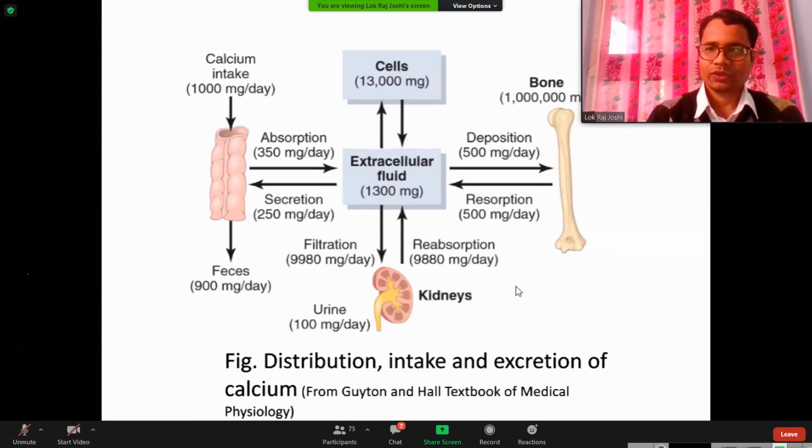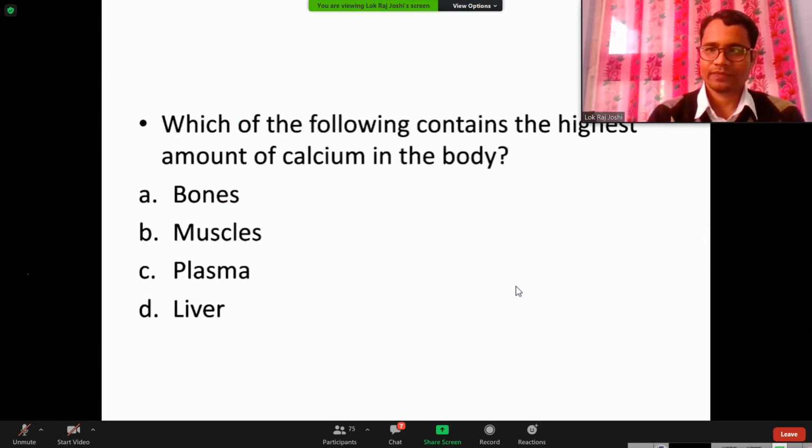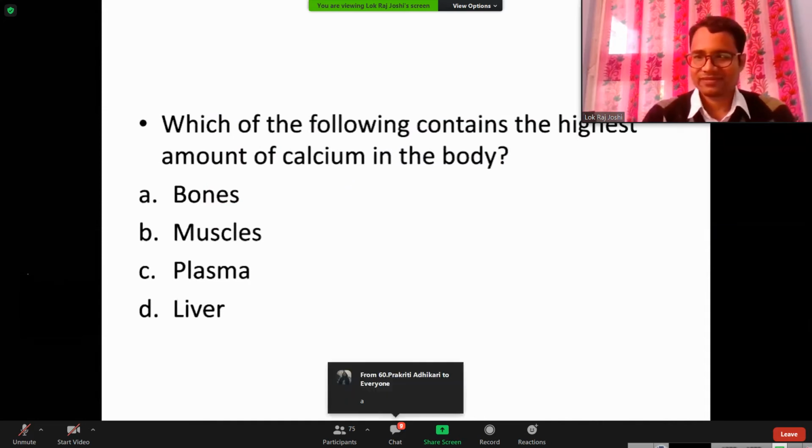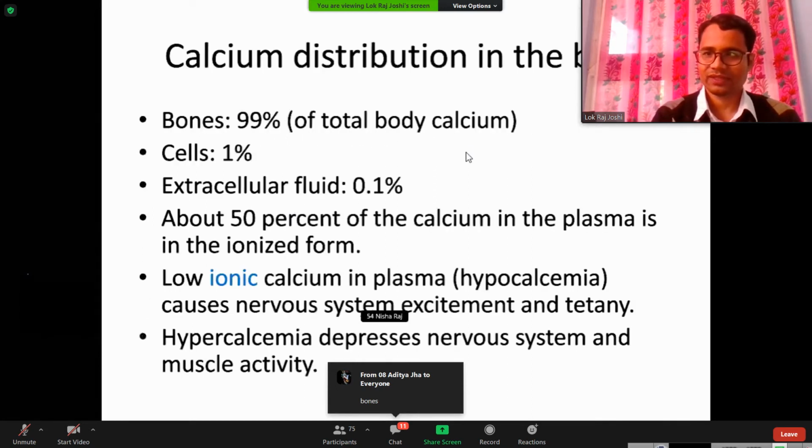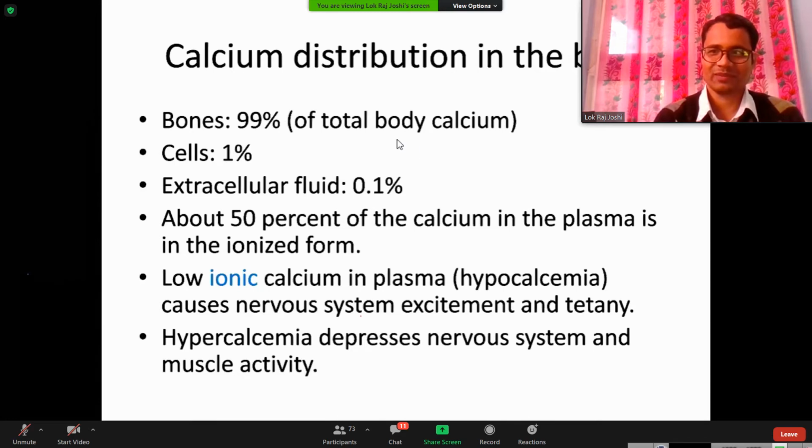Okay, to be more quantitative, we will see the next slide, and before it, try to answer this question. Which of the following contains the highest amount of calcium in the body? Okay, bones. You have done correct, bones, more than 99%. Okay, next. Okay, I have changed the slide. You know that is not a very difficult one, but an important one. Bones, 99% of total body calcium.